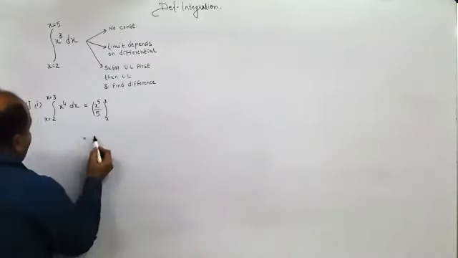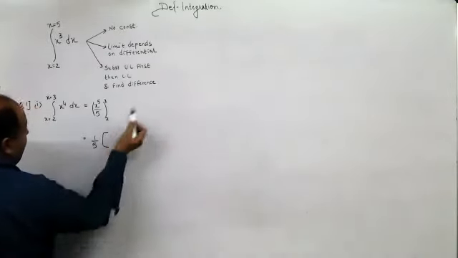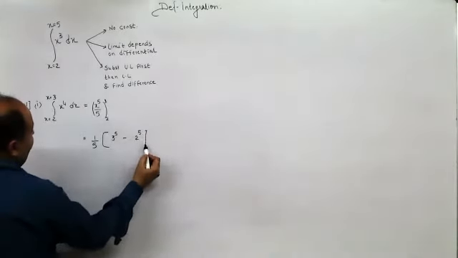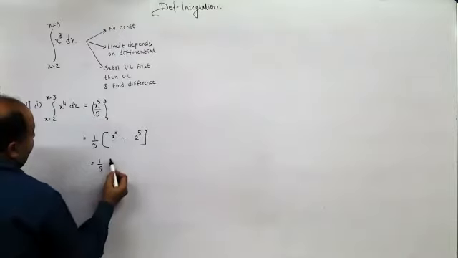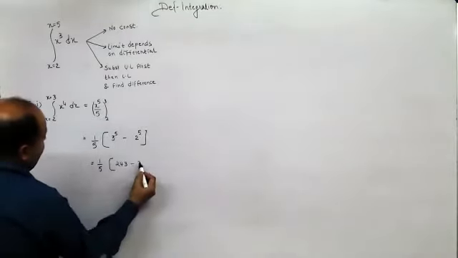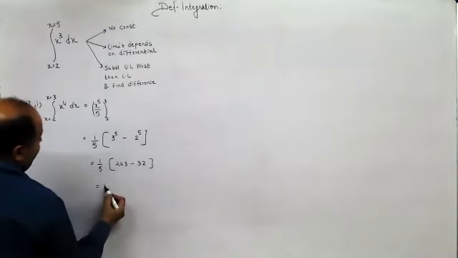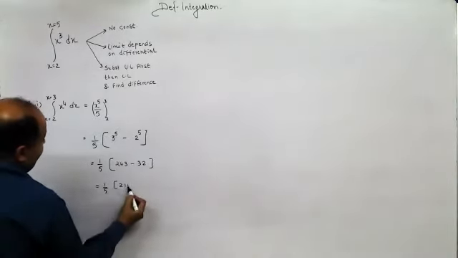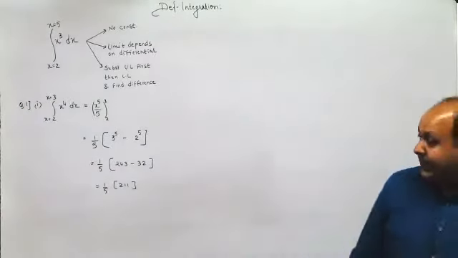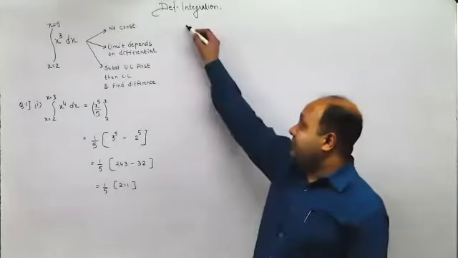I take 1 upon 5 out. First I'll substitute the upper limit, 3 raised to 5 minus 2 raised to 5. This is 1 upon 5. 3 cube 27, 3 fours 81, 243 minus 32. So this would be 1 by 5 into 211. So this is the final value. Second part.